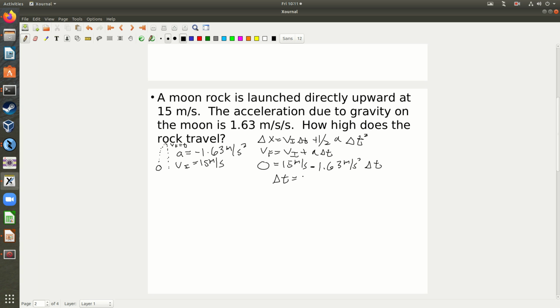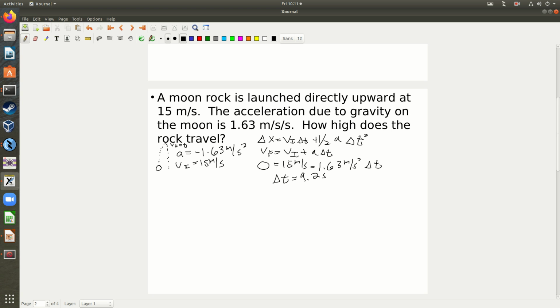Let me write this down first. 9.2 seconds. It's pretty significant, mainly because 15 meters a second is what, 30, maybe 35 miles an hour. Pretty much any of us can throw it at 35 miles an hour. But having an uptime of 9.2 seconds and a downtime of 9.2 would make it 18 seconds of airtime. That's because the moon has a smaller gravitational well than we do, so it's in the air a long time. Kind of the moral of the story.